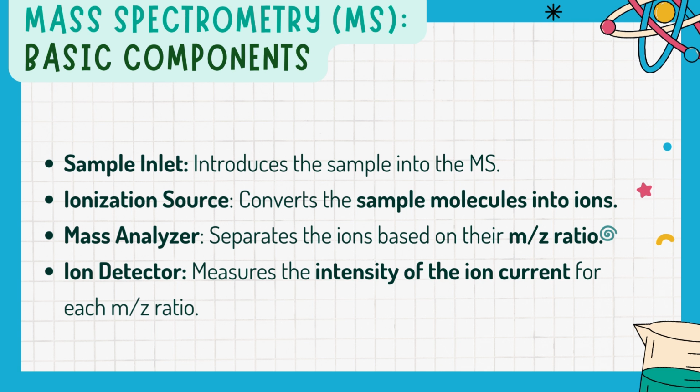The sample inlet is responsible for introducing the sample into the MS, and the ionization source converts our molecules into ions. Then the separation of the ions, this time based on the relative mass to charge ratio, is the function of the mass analyzer. And the measurement of the intensity of the ion current for each mass to charge ratio is the role of our ion detectors. Always remember, our ions before reaching the detector need to pass through that magnetic or electric field.